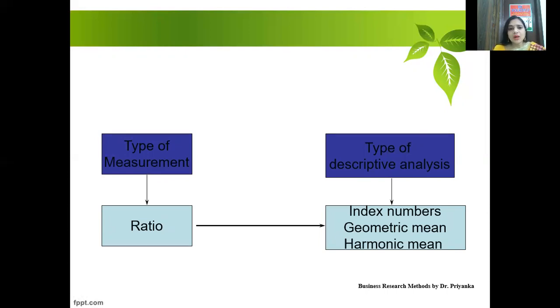For example, you are trying to check somebody's height, somebody's weight, something like that, then we'll be having more options. Index numbers we can have, geometric mean, harmonic mean, and so many other options would open up when it comes to ratio kind of measurement, right? This is just about descriptive data. We are talking about describing the data right now. We'll be talking about other kinds of analysis in upcoming presentations.